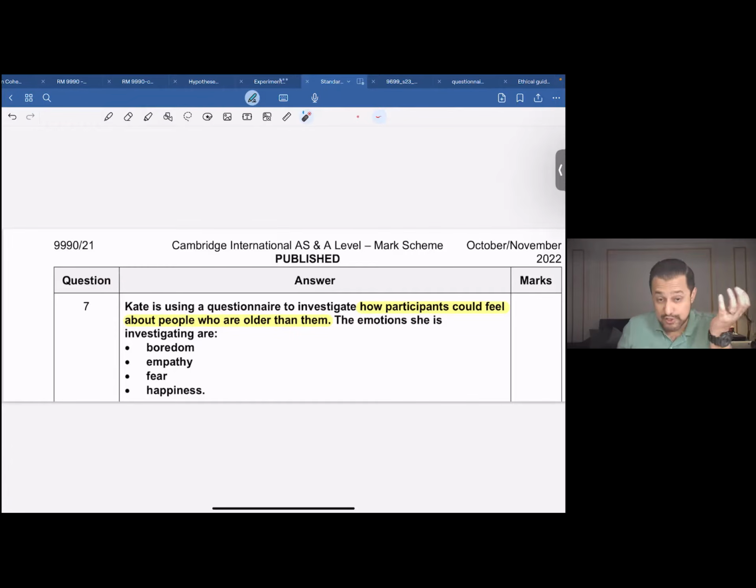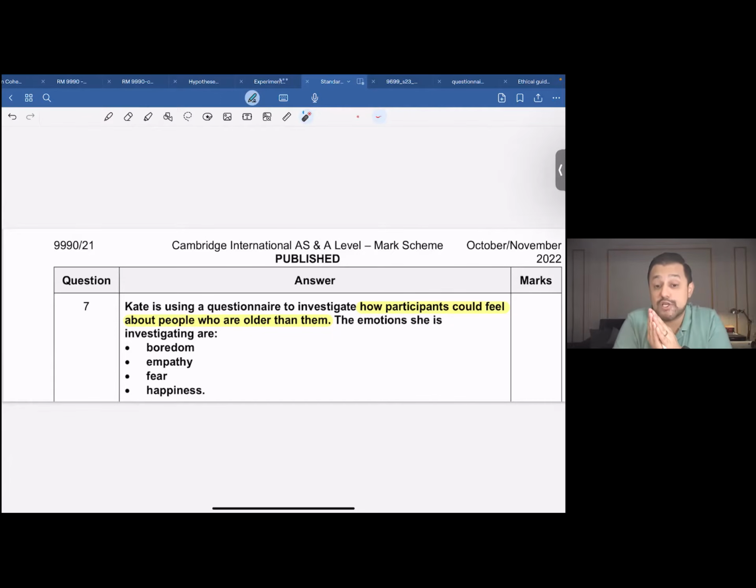So another question that we have over here is a novel research situation question. The question reads, Kate is using a questionnaire to investigate how participants could feel about people who are older than them. The emotions she is investigating are boredom, empathy, fear, and happiness. There are 4 different emotions that we have written down over here. Understand the situation, read through this.